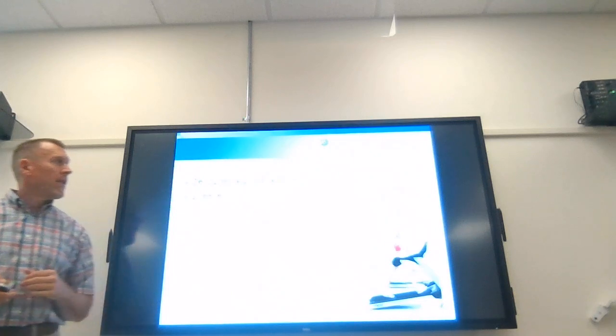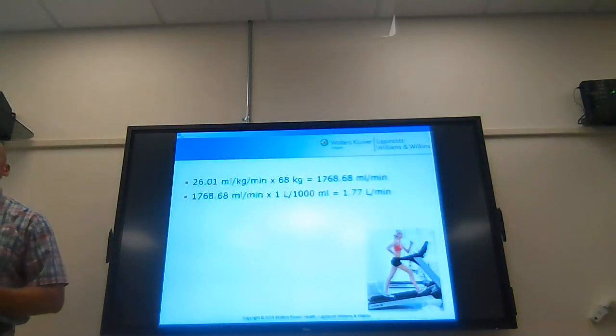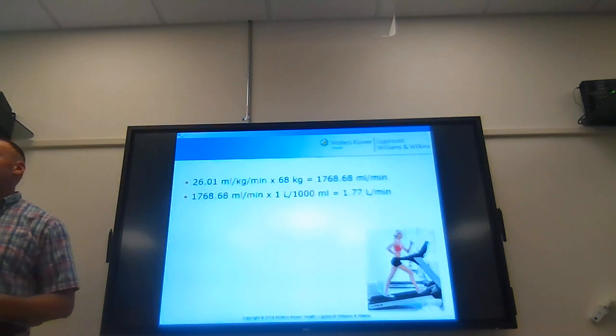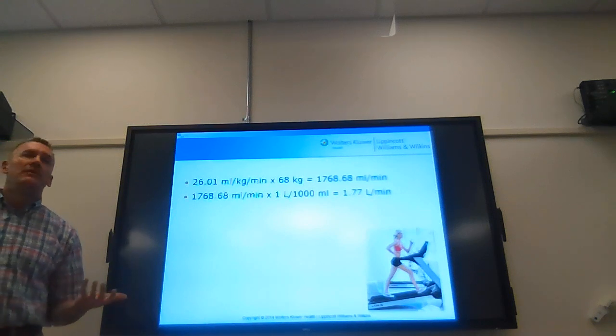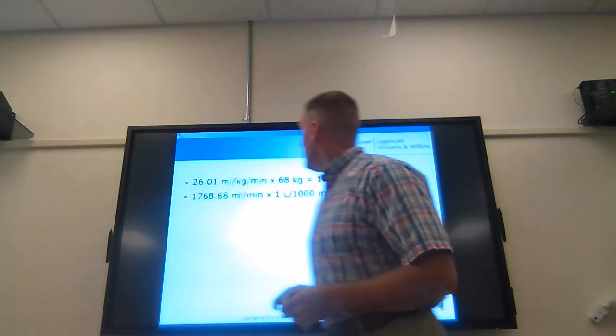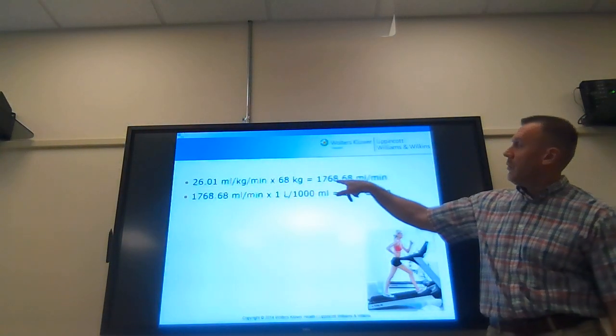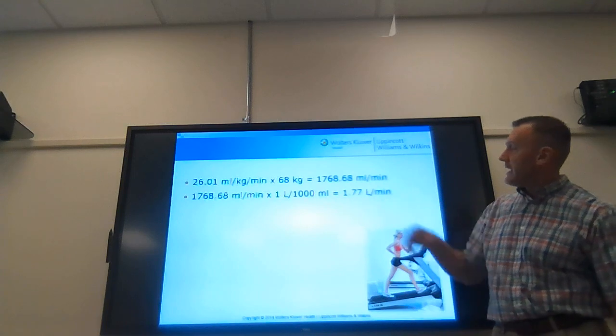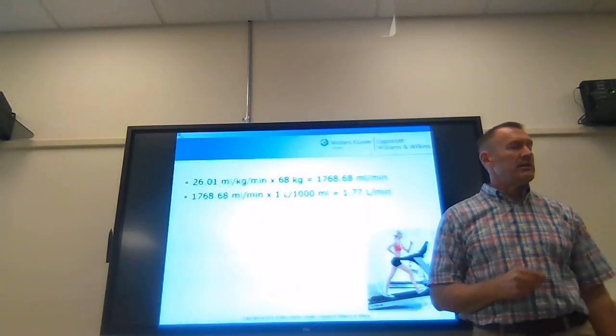minute. And then why do we convert it to liters? Because it's 5 calories per liter. Okay, so all we did is just move the decimal place over 3, 1, 2, 3, and we have 1.77 liters per minute.